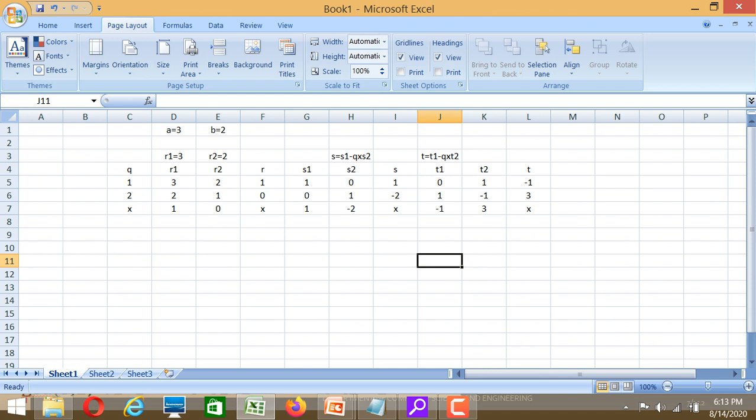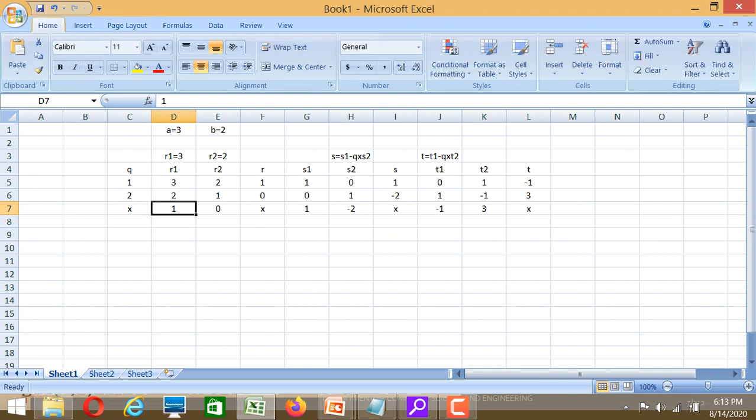So finally, these are our values. The GCD of 3 comma 2 is equal to 1. Now S is equal to 1, and T is equal to minus 1.